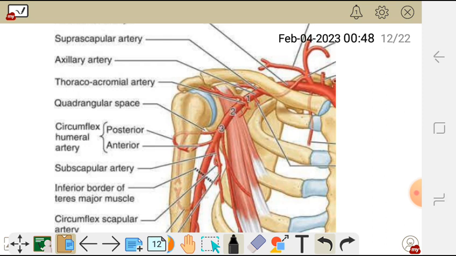So as you can see here, the thoracoacromial artery arises from the second part of the axillary artery.